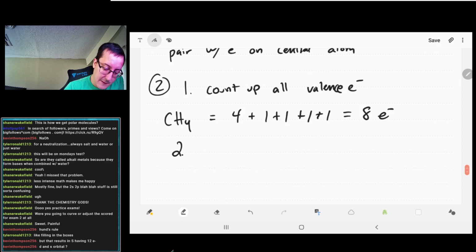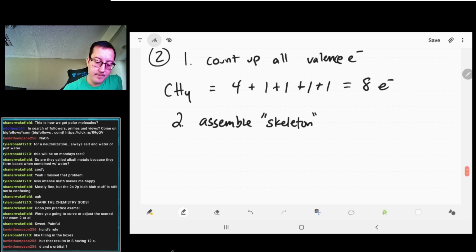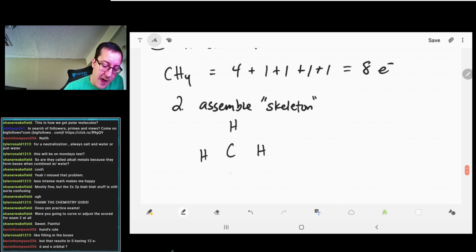Step 2 is assemble your skeleton. So that means just draw your atoms around your central atom. Oh, by the way, the central atom is always going to be the first one given, unless the first one given is hydrogen. Hydrogen can never be a central atom. So it's either the first one that's written, or I will tell you otherwise. It is also typically the least electronegative one that is in the middle, but that's another trend we'll see tomorrow.